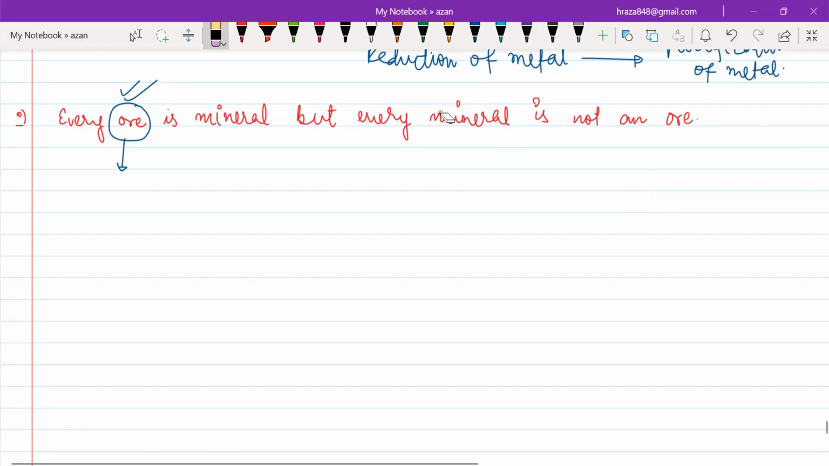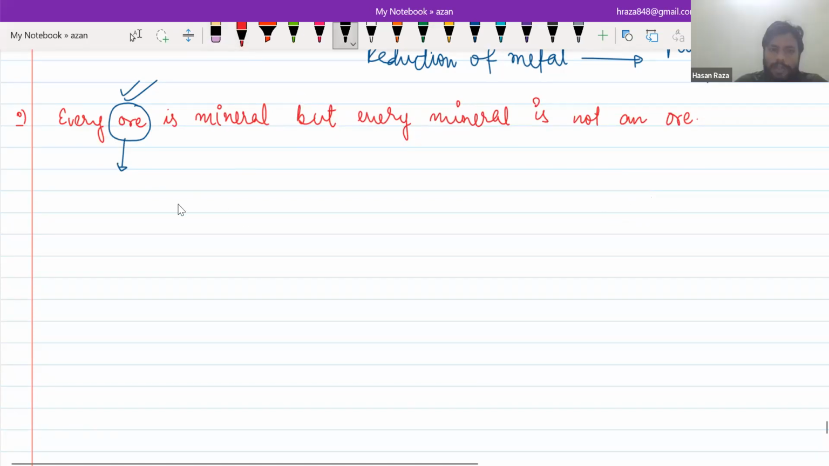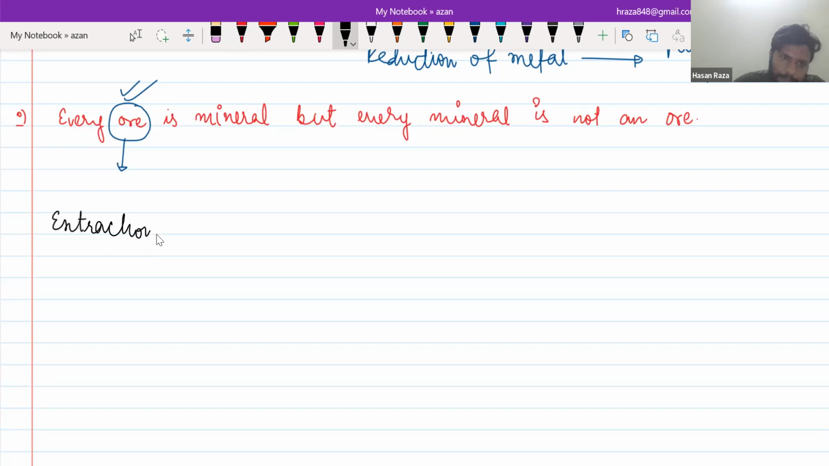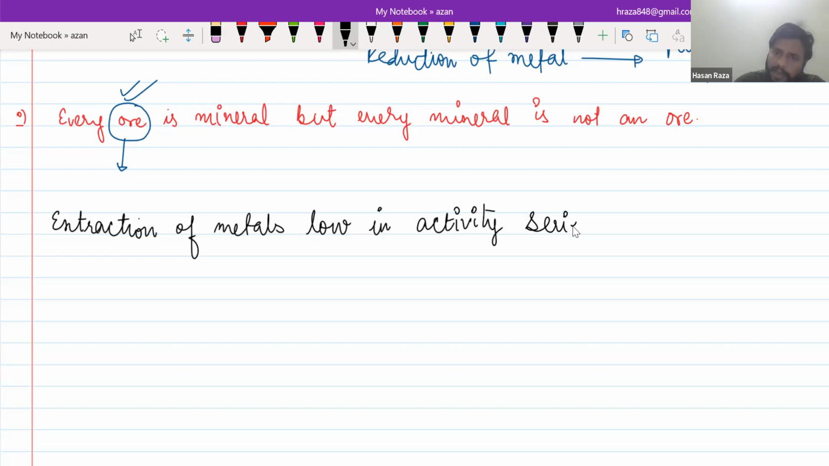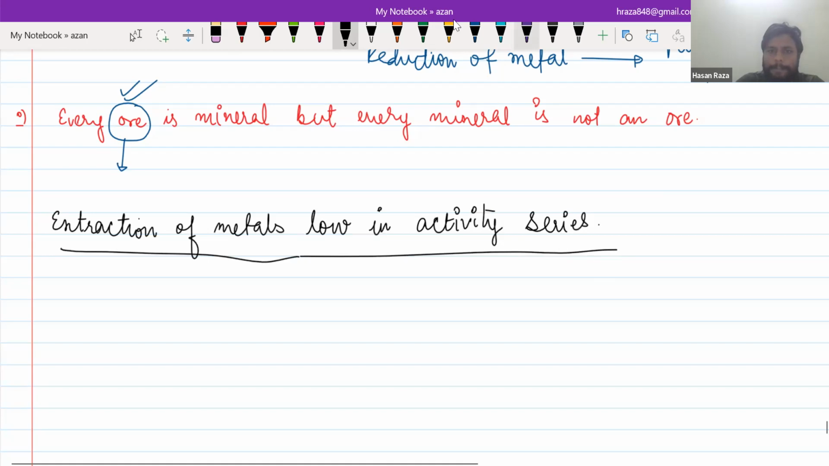Yes. Okay, now we are going to do extraction of metals low in the activity series. That means generally they are present at the bottom of the activity series. So see how we are going to extract.